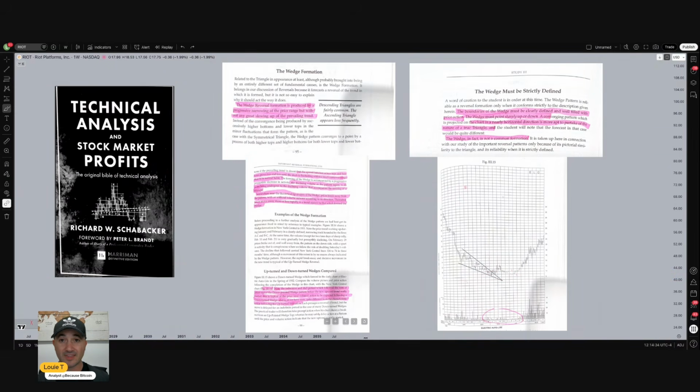So that is just a little excerpt from a textbook that I highly recommend to all of you. Check it out. Maybe we can put a link down below on Amazon or whatever. But I highly, highly recommend this book, guys.